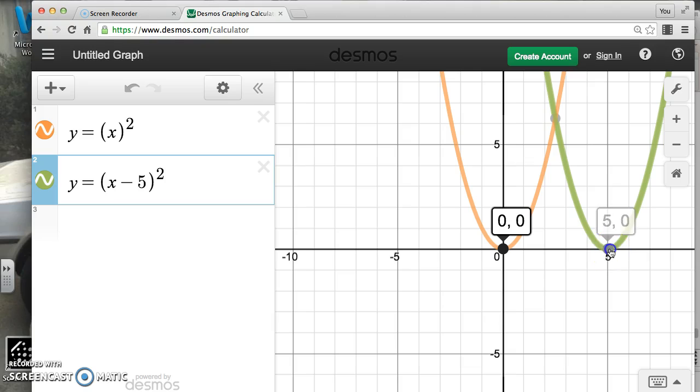Now here's the key thing you've got to know. It shifted it by 5 units, but take a look. It shifted to positive 5, even though we had a minus 5. Now there's a good reason for that, and let me try and make sure that's clear. We went over it in class, but I really want to make sure it's clear, so that's why I'm including it here. 0, 0 was your vertex before, and that made sense, because if you plug in 0 here, you'll get 0 for y.